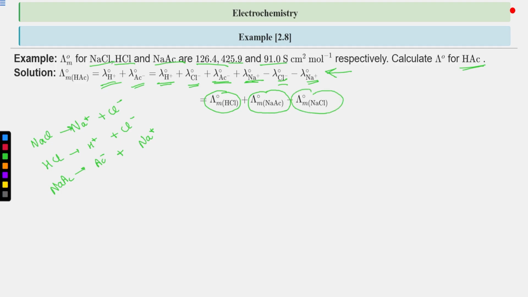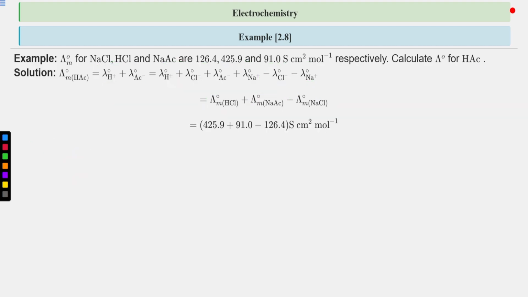Why do we use the negative sign? Because this in the negative and this in the positive will cancel out, since both are the same. And this in the negative and this in the positive will cancel out because both are the same. So we are expanding this because we want an equation in terms of the limiting molar conductivities of different electrolytes, for which the values of lambda m are already given in the question.